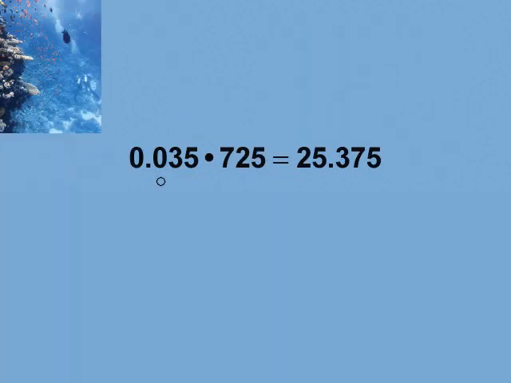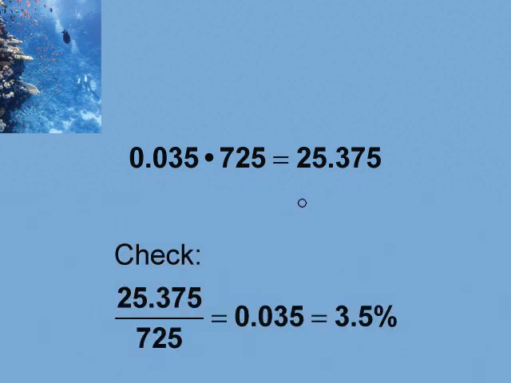The product of 0.035 and 725 is 25.375. So there should be 25.375 gallons of salt mixed in the water. To check your work, divide 25.375 by 725. The result is 0.035, which we saw earlier was equal to 3.5%.